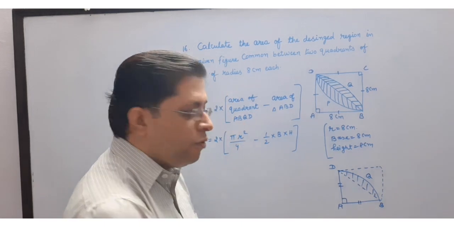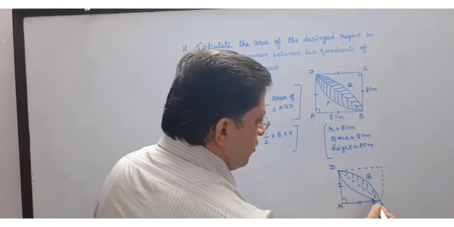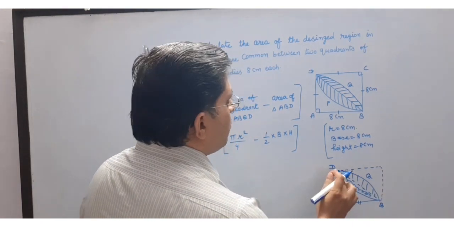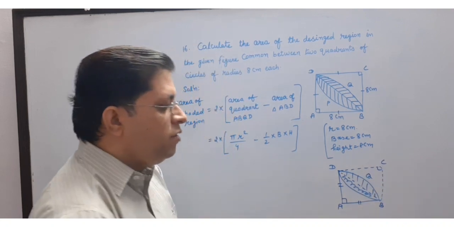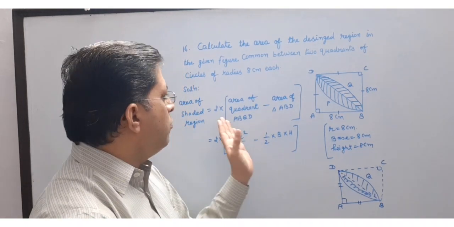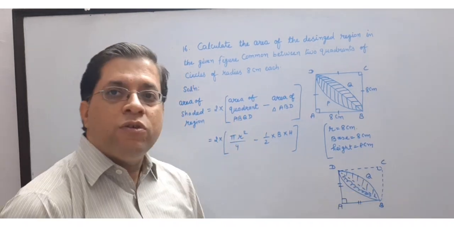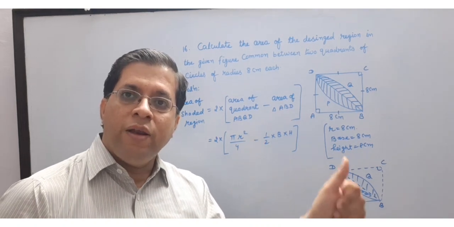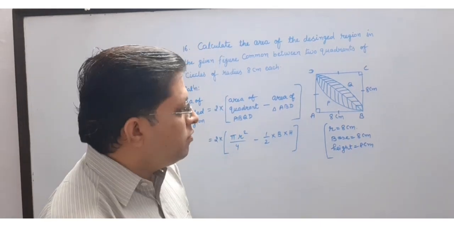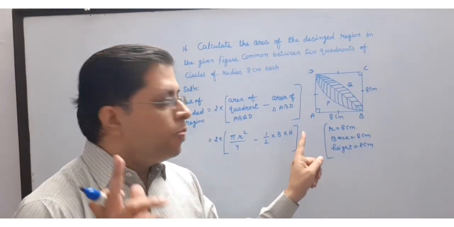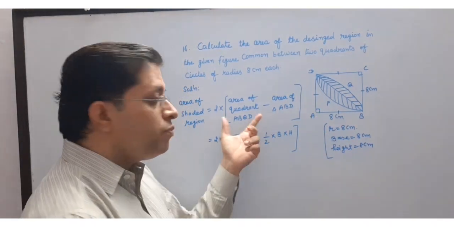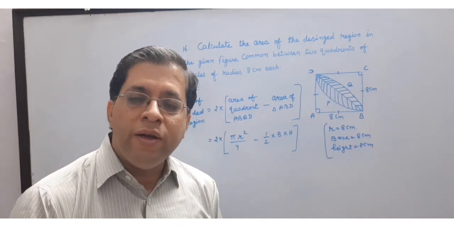If I take another quadrant, this thing I have to find out. This is C. Again the same, area of quadrant minus area of triangle. So I am taking one general formula. Because we are doing it 2 times, so 2 into area of quadrant minus area of triangle. Now what is the radius of the circle? It is given to you, 8. Base is 8, height is also 8.